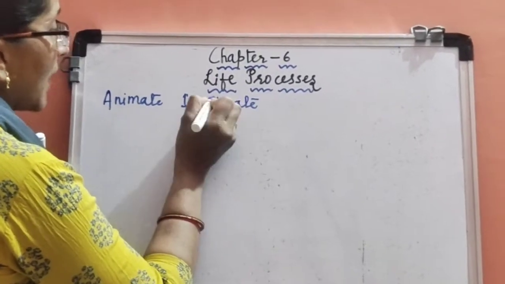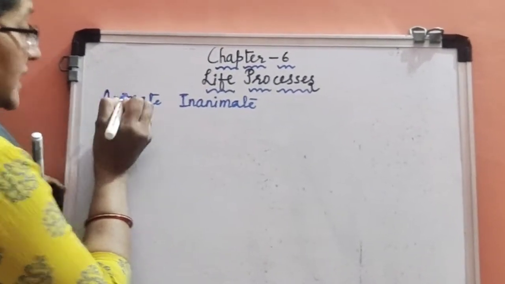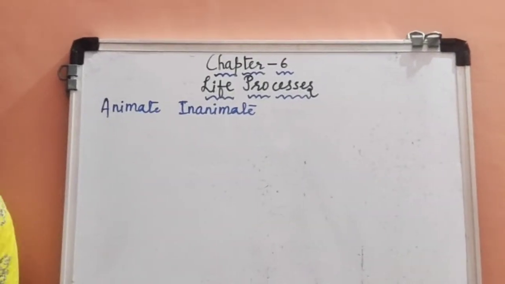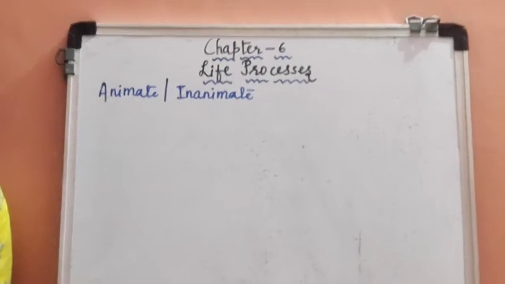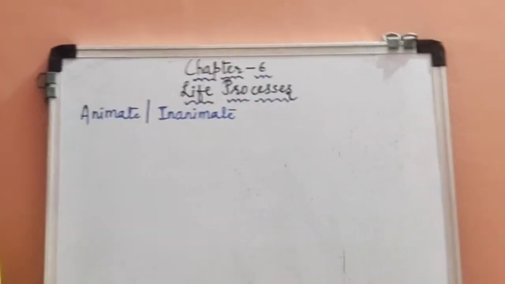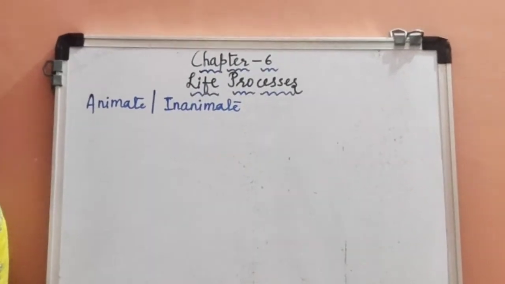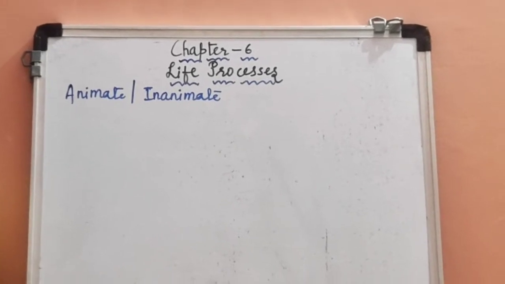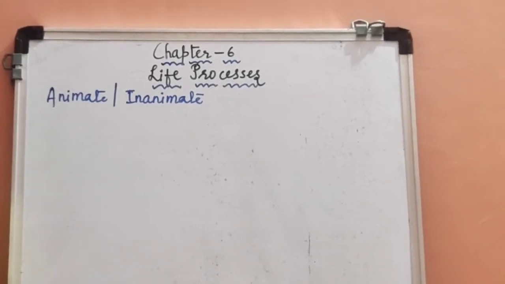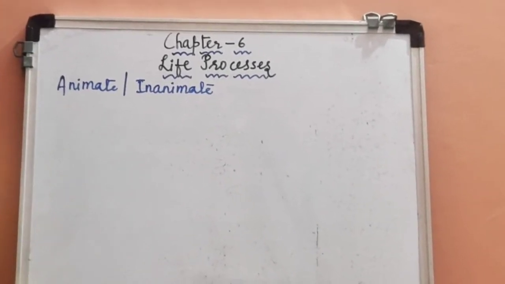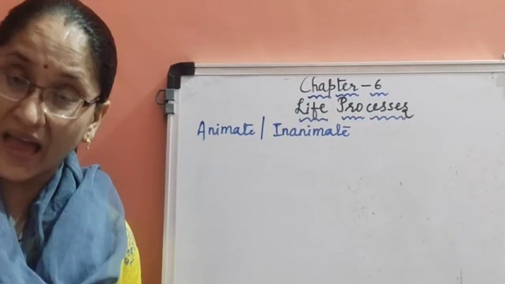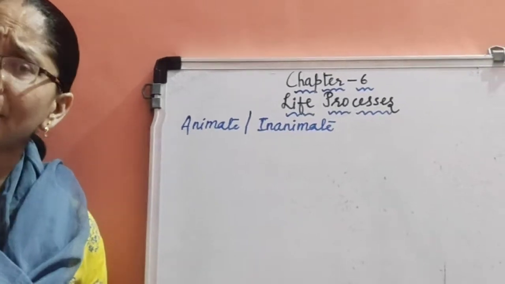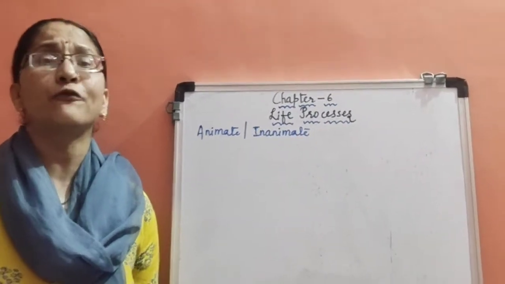Now when we talk about the entities in nature which are animate or living, they exhibit various metabolic processes. They carry out various activities like respiration, digestion, circulation, excretion and osmoregulation. They have a definite lifespan. They exhibit movement, except plants.